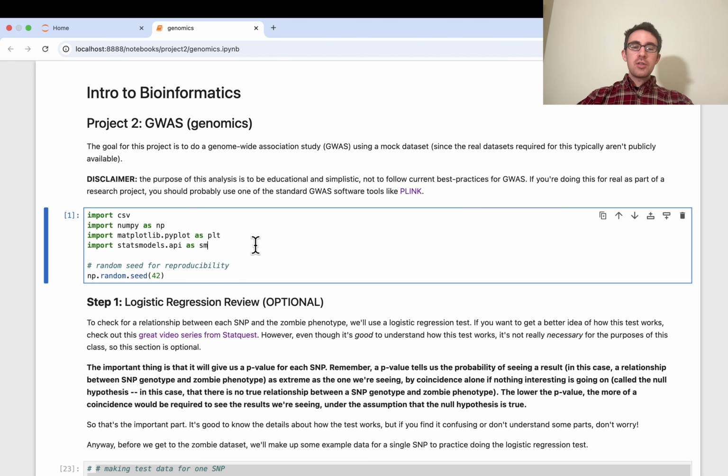And just at the start, we import some things up here at the top. Hopefully these libraries aren't too obscure. This one's statsmodels.api. This one might be a little bit unusual, but hopefully you can find it and get it installed if you don't already have it.